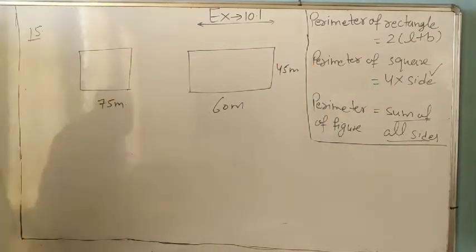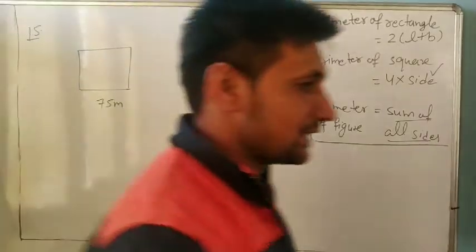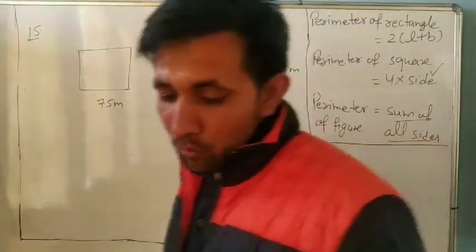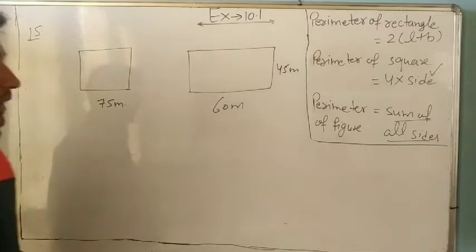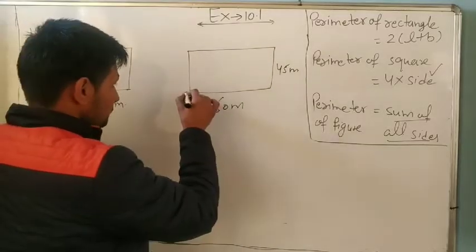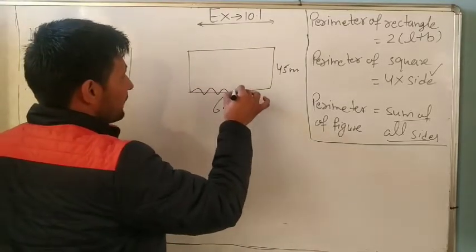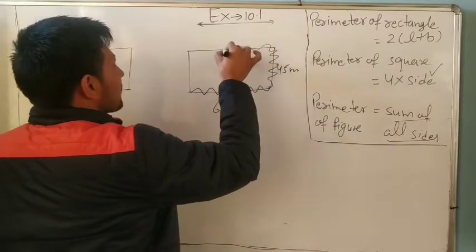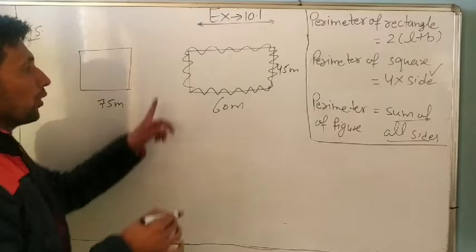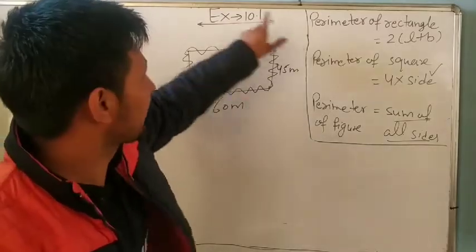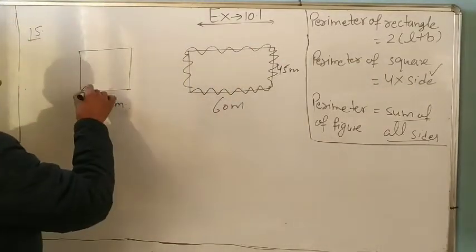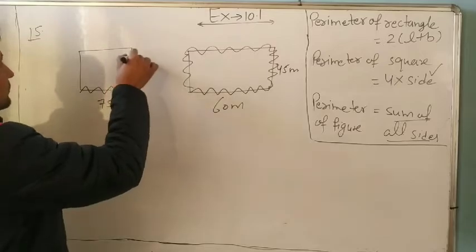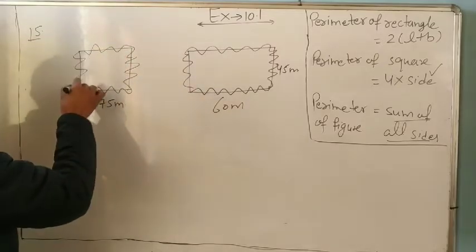We want to find who covers less distance. Bulbul and Sweetie run. Where do they run? Bulbul runs around the rectangle, here. Yes, Bulbul is around the rectangle. And Sweetie runs around the square. So what are we doing?